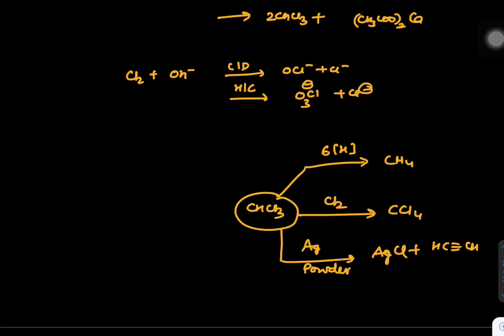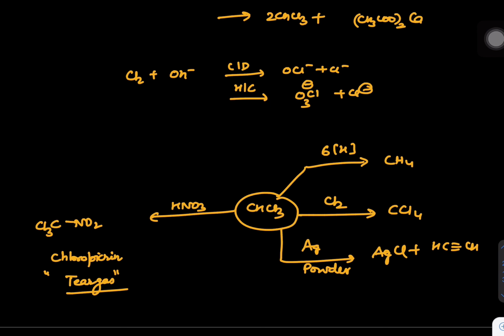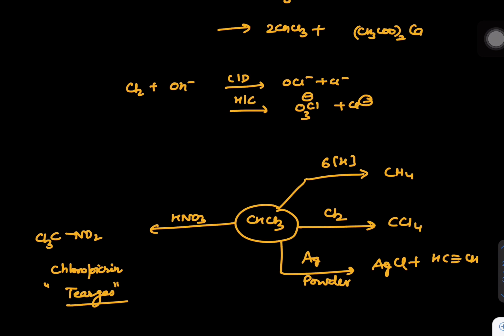Next important reaction of chloroform is reaction with HNO3. HNO3 gives you CCl3NO2, which is also called chloropicrin. And chloropicrin is known for tear gas. Okay, it's a tear gas, which you have normally seen police personnel use to disperse the crowd. So these are a few important reactions of chloroform. I hope you are understanding this.